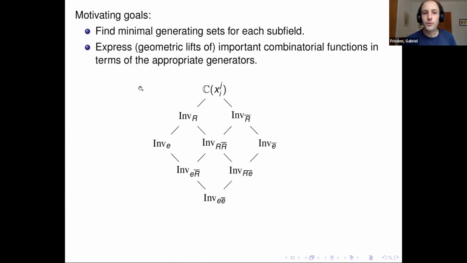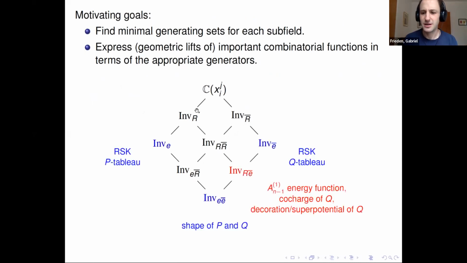So, for instance, we would like to find minimal generating sets for each subfield, and really the original motivation was that there are various. I'm sorry, I'm having trouble with the video here.